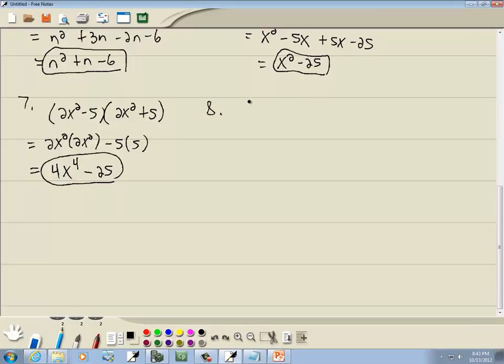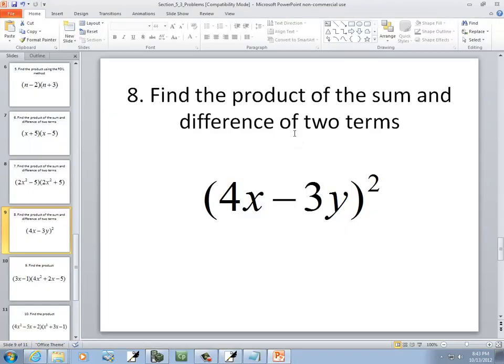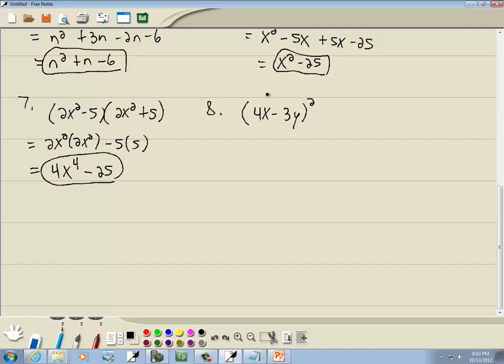This is a little bit of a tricky one. 4x minus 3y squared. And they put this in here, not to trick you up, but to really emphasize this, because a lot of people miss this one. They square the 4x and they square the 3y. Well, remember, the only time you can do that is when everything is multiplication or division inside of parentheses. We got a minus in here. So when we say squared, we have to rewrite this as 4x minus 3y times 4x minus 3y.